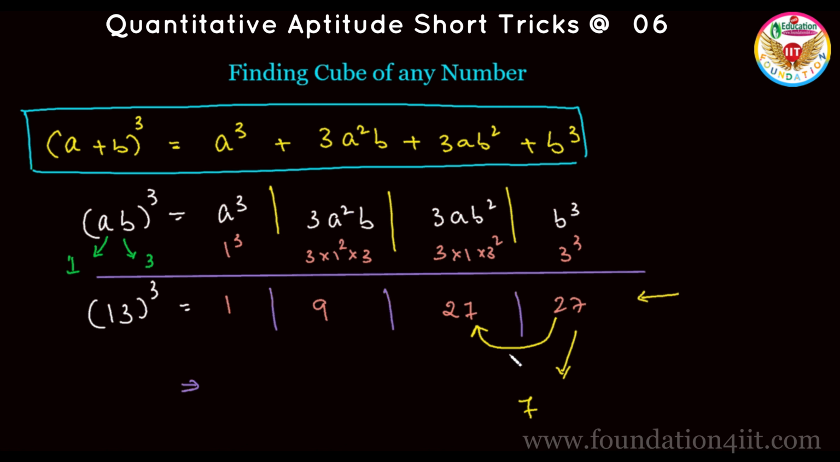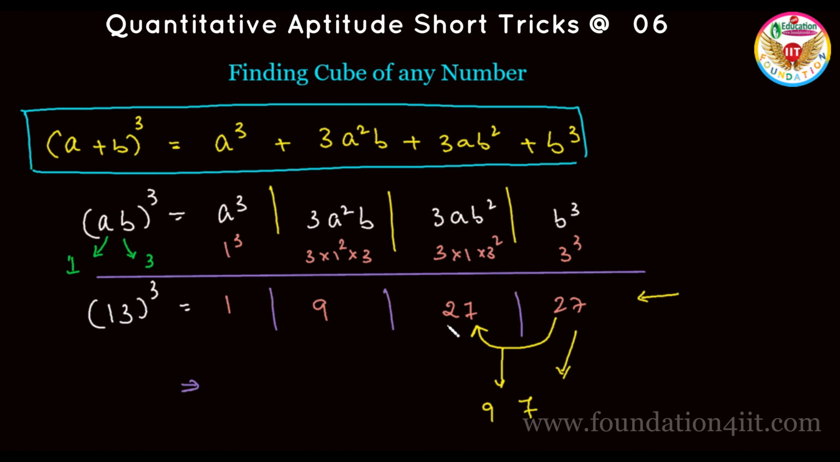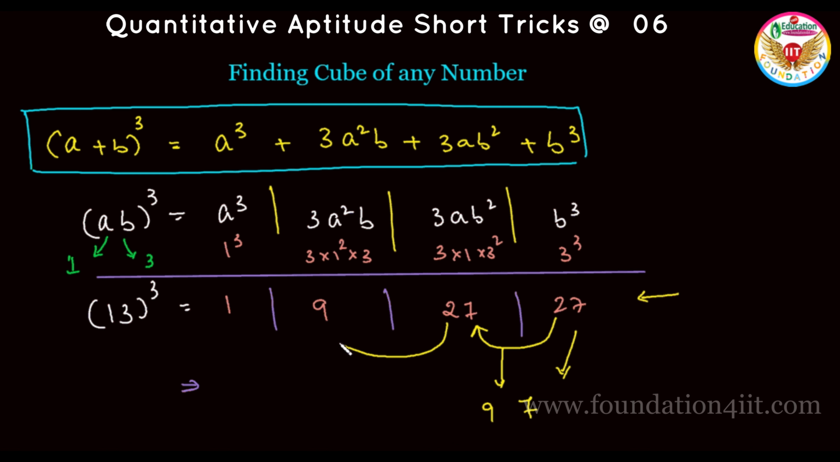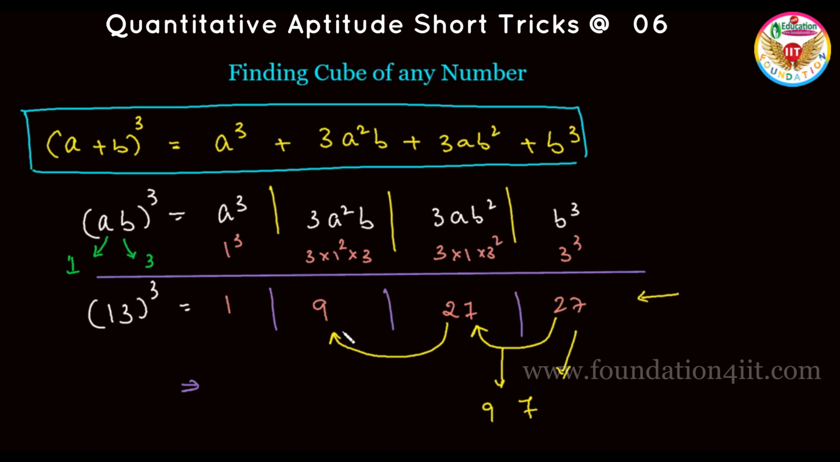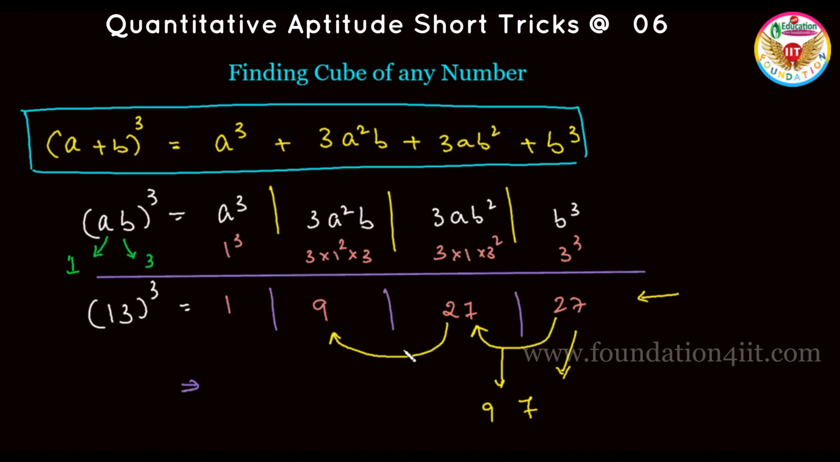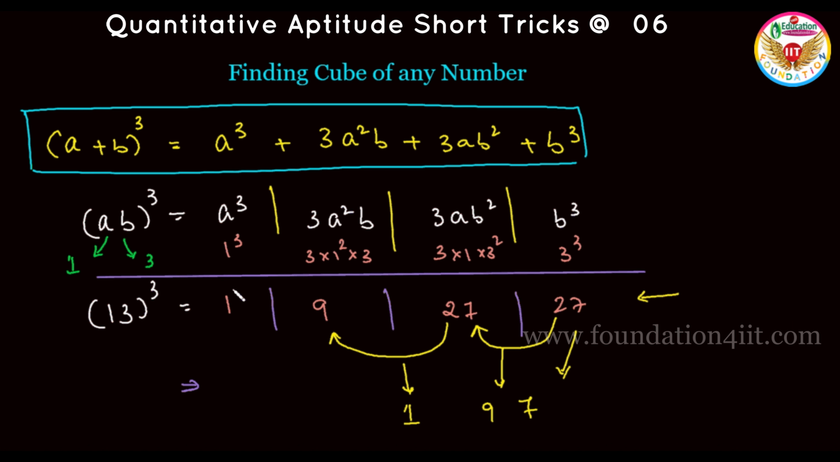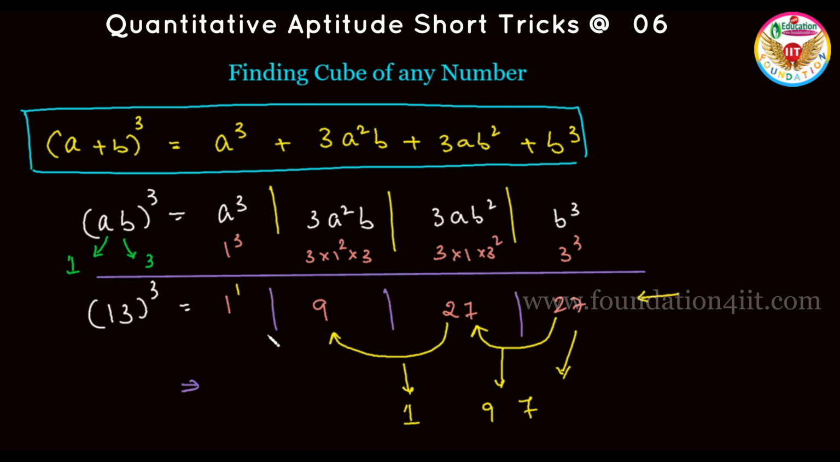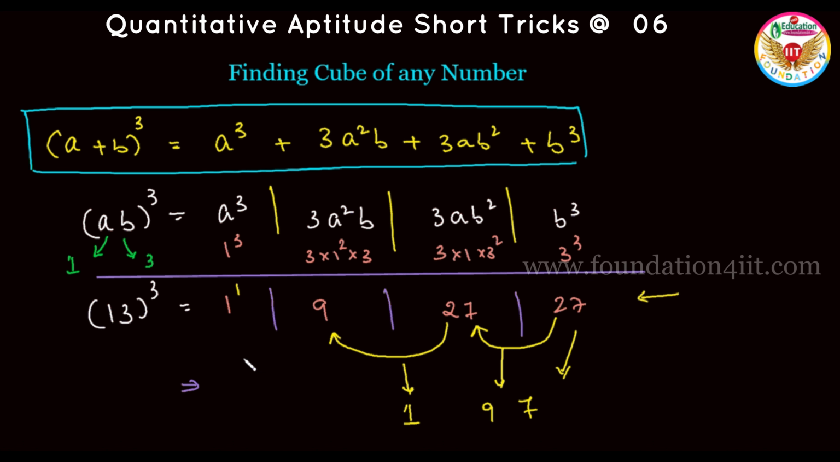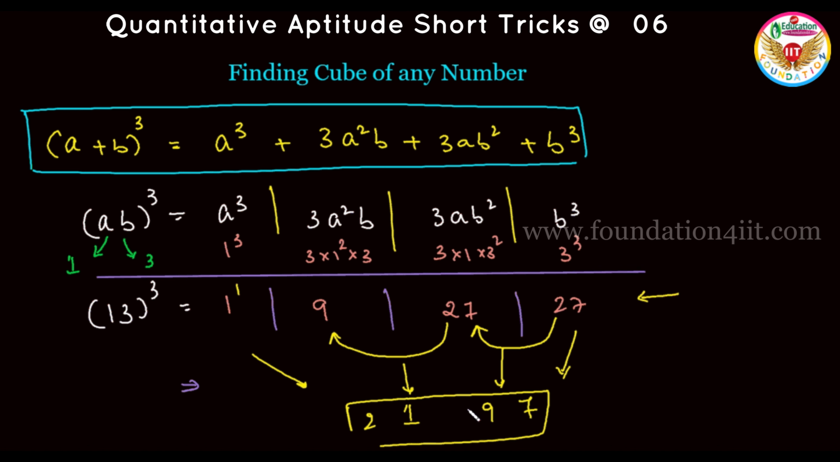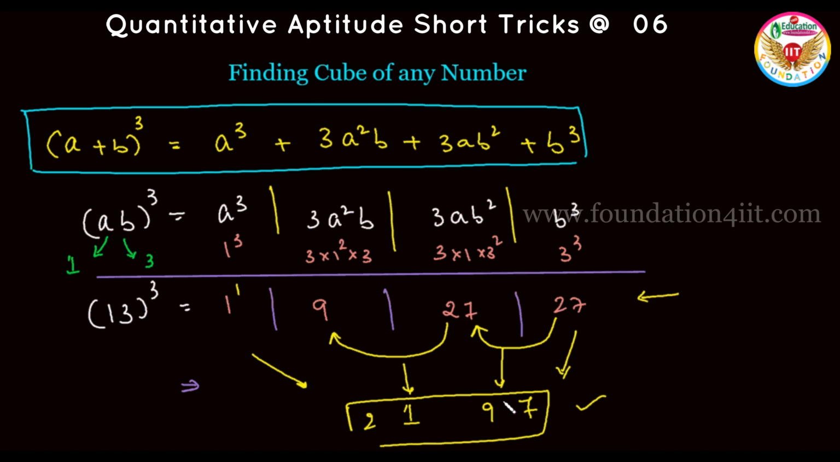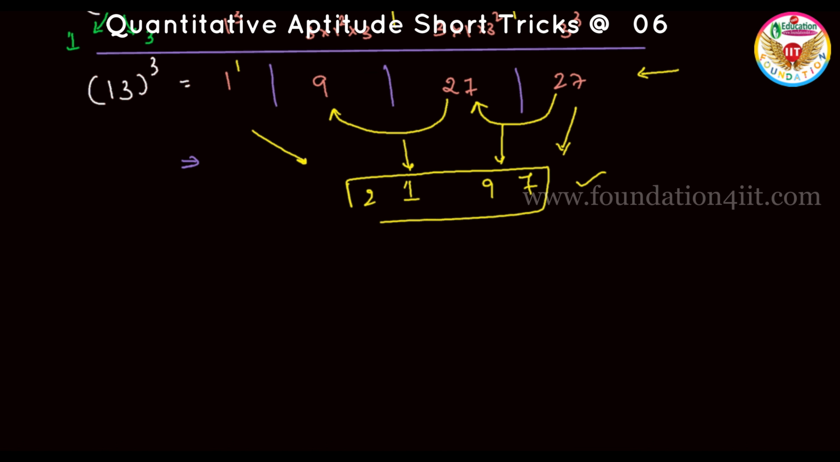Units place is 27. Next, the tens digit 2 is added to the previous place, so 2 plus 9 is 11. But you should write only a single digit. 11 means you write 1 and carry 1 to the previous one. Then the remaining number you write here. So finally the last one: 1 plus 1 more 1 is 2. The final answer is 2197. Right, 2197 is the answer. Let me explain one more example to give a clear idea.